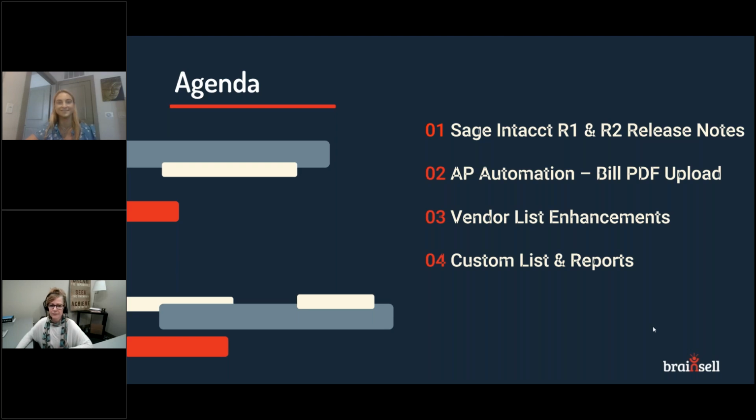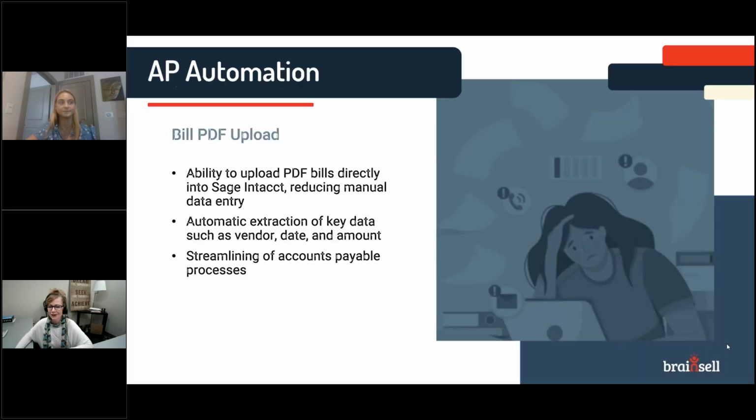Last question, that was it. Okay, so two questions. This is just the quick agenda. We're gonna go over Sage Intacct, the R1 and R2 release notes. Kellyanne's gonna show you an AP automation and bill PDF upload. So she'll demo that, and then vendor list enhancements. And we'll just end with custom list and reports. So thank you again all so much for joining. I'm gonna hand it over to Kellyanne Bonds.